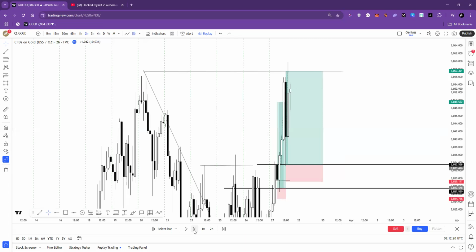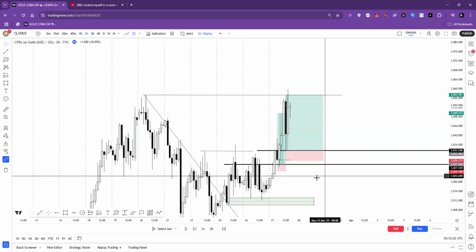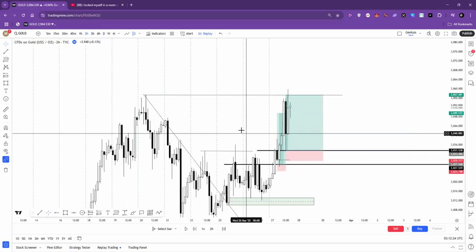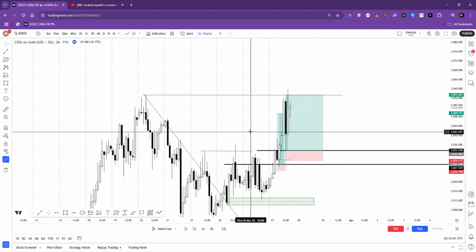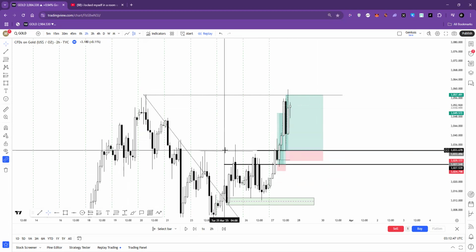So this is basically how I caught the moves on gold, and I made a lot of profit. The amount of money I made on this day, I've not made that amount in a day this year. That's the maximum I've made in a day this year. So 2 entries done, close your chart, go home, right? Dinner is served.